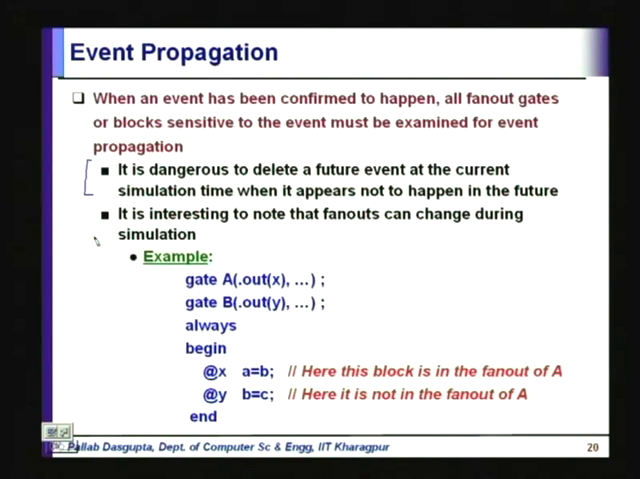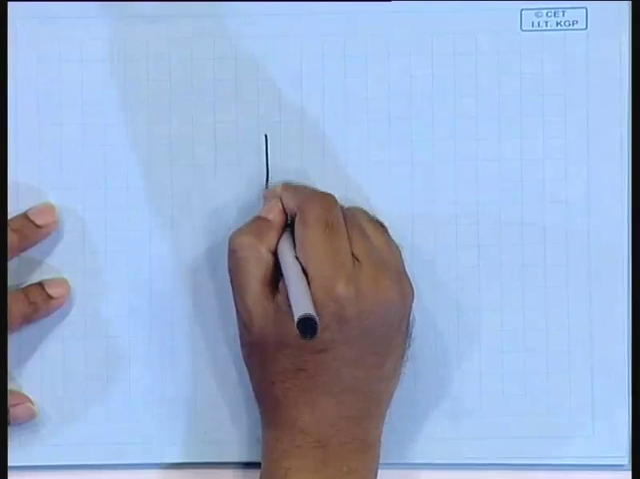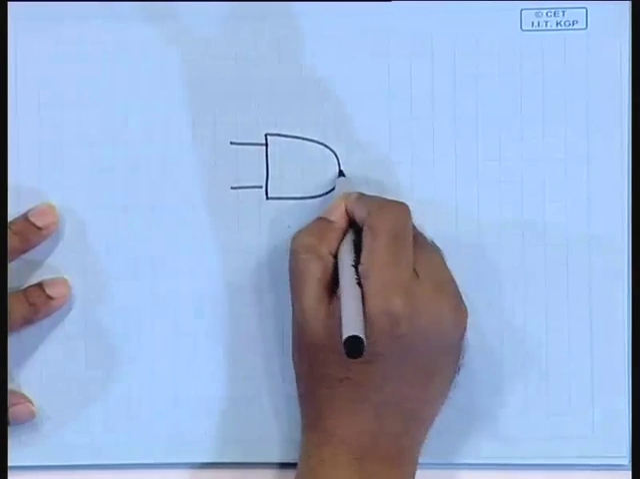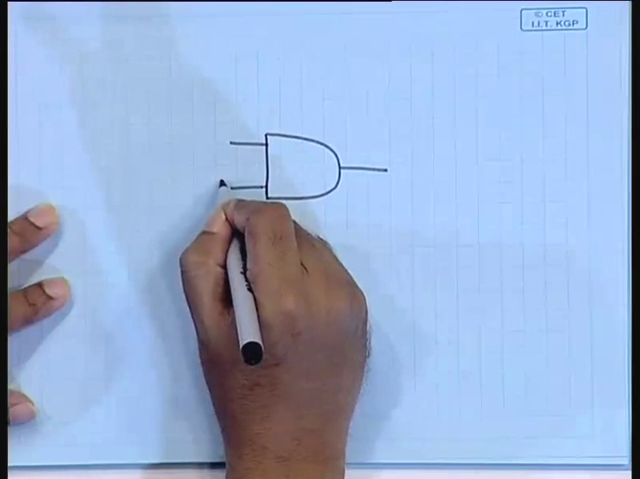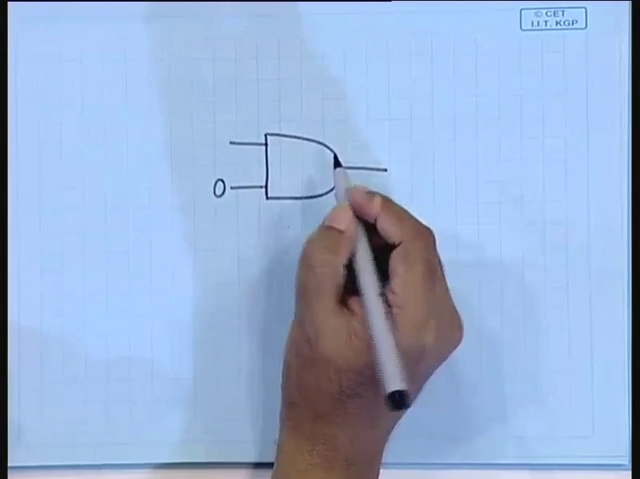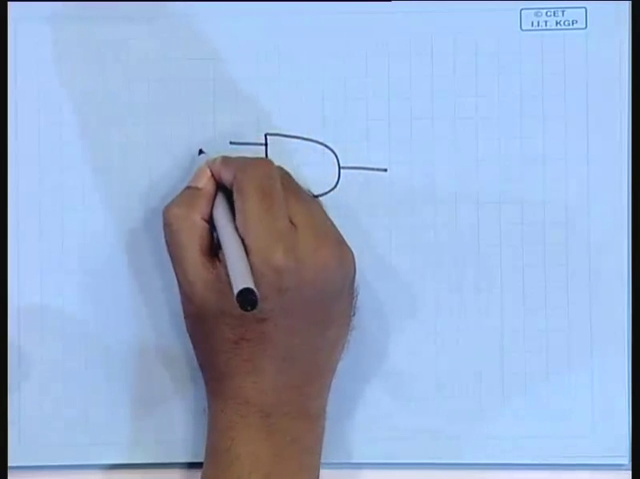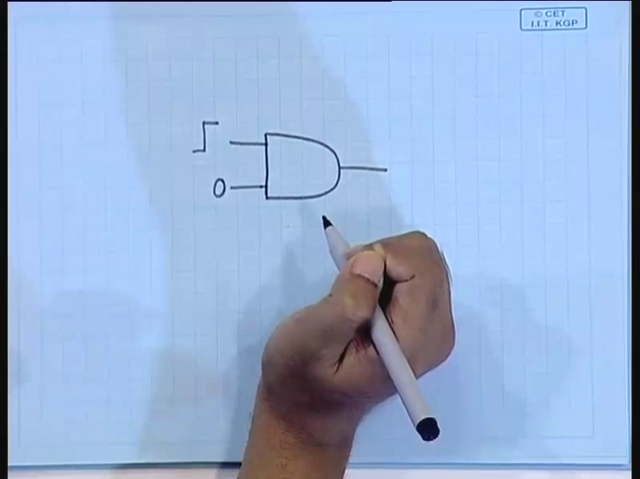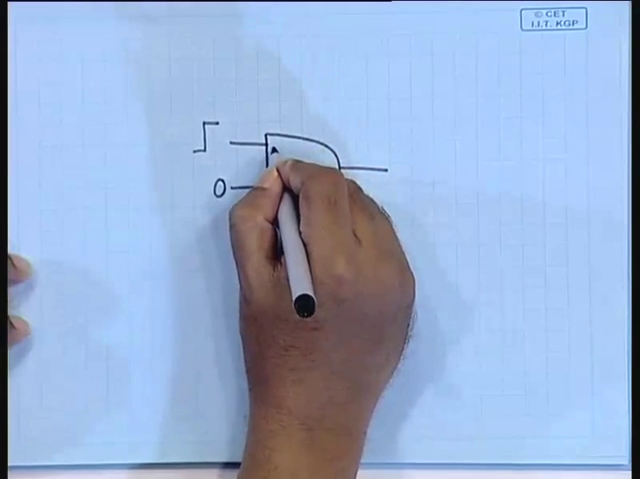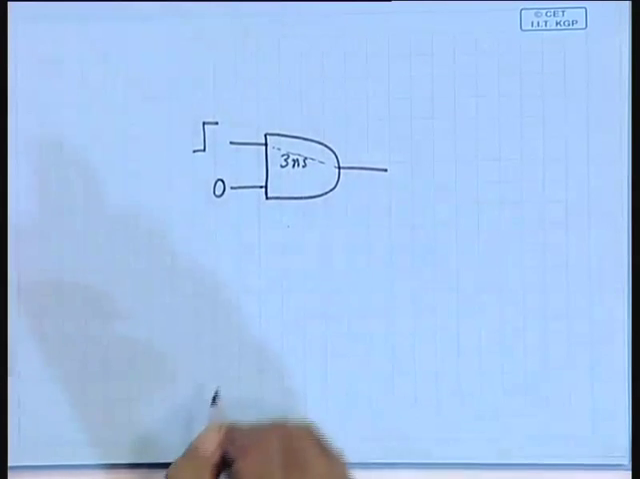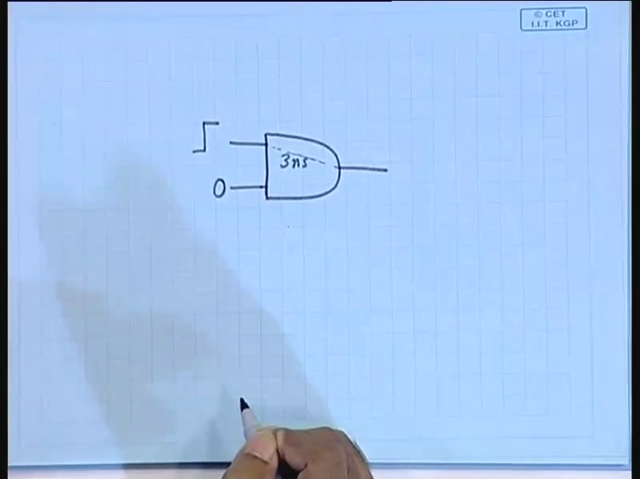Now, to give you an example, just the opposite of what we did could also happen. So, here is our AND gate, this is 0, right, and this one rises, all right. Let us say this has time 3 nanosecond as before, right.